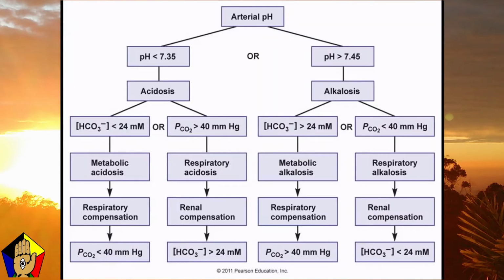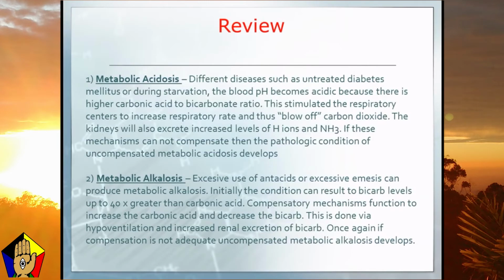So here's a nice little chart that helps summarize. Look at the arterial pH first. Is it below 7.35? Because then it's acidosis. Then you look for which one's a problem here. And is it above 7.45? Then it's alkalosis. And look at your bicarbonate and look at your CO2. So you can take a step-by-step diagnosis when you're figuring this out. I put a couple review slides that walk through the pathophysiology too, like how diabetes can affect metabolic acidosis.